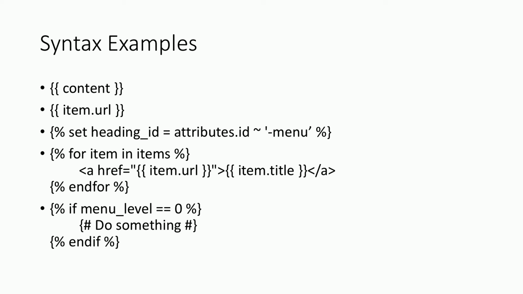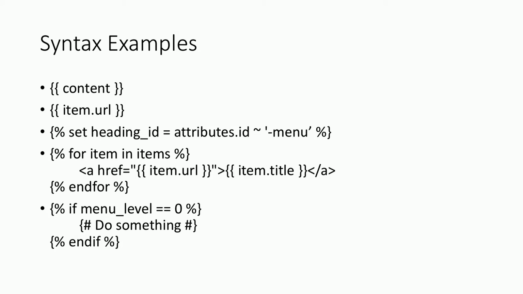Some more syntax examples. Something very frequently in a template file is just rendering out the content, perhaps from a page as a node. The item URL, item.url, the URL attribute of the item, particularly in a menu. This is copy pasted from a menu twig. This is a particular one where we talked about set. How do we assign a variable? We use set. In this case, we're going to say heading ID equals the attribute ID with a concatenation of dash menu. And the squiggly line here is a concatenation in Twig.